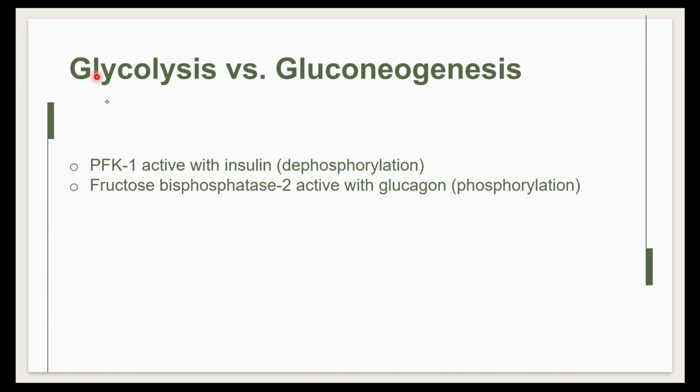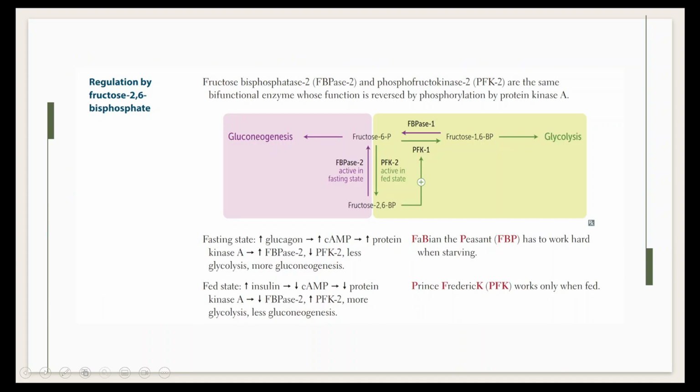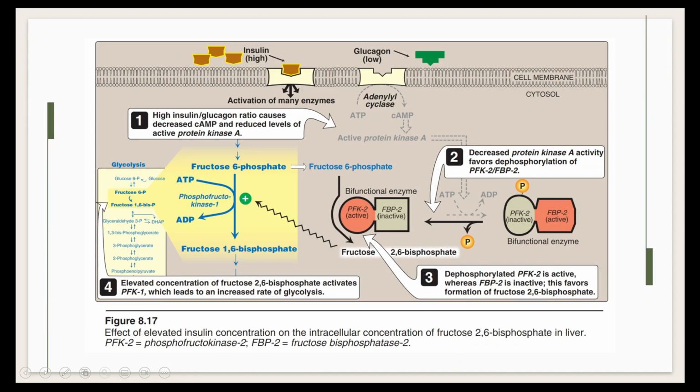Second is glycolysis versus gluconeogenesis. For glycolysis, the rate limiting enzyme is phosphofructokinase 1. It will be active upon dephosphorylation under the influence of insulin, and it will be inactive in the presence of glucagon, and the inactive form is its phosphorylated form. For gluconeogenesis, the rate limiting enzyme is fructose bisphosphatase 2. It will be active in its phosphorylated form under the influence of glucagon. This figure summarizes what I have mentioned, and this figure also summarizes the same but with a little bit more details.